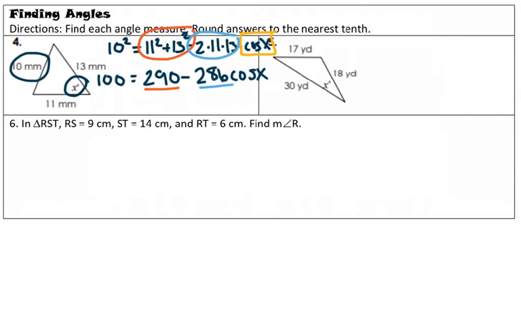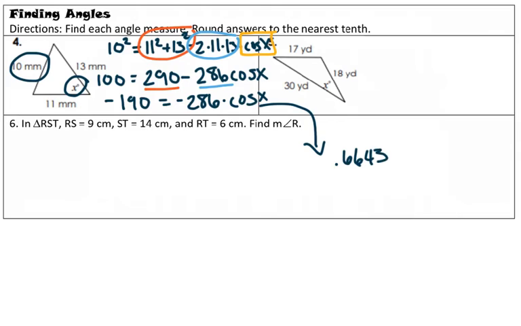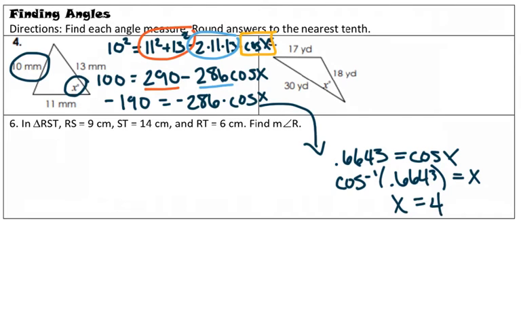The next thing I'm going to do is subtract 190 to the other side. And when I do that, I get negative 190 equals negative 286 times the cosine of x. Just because I'm out of room, I'm going to move down here. Now I'm going to divide both sides by negative 286. So I get 0.6643 equals the cosine of x. Remember back from Math 2 and Math 3, if I ever want to find an angle measure, I'm going to use the inverted cosine function. So when I type that in my calculator, I get 48.4.